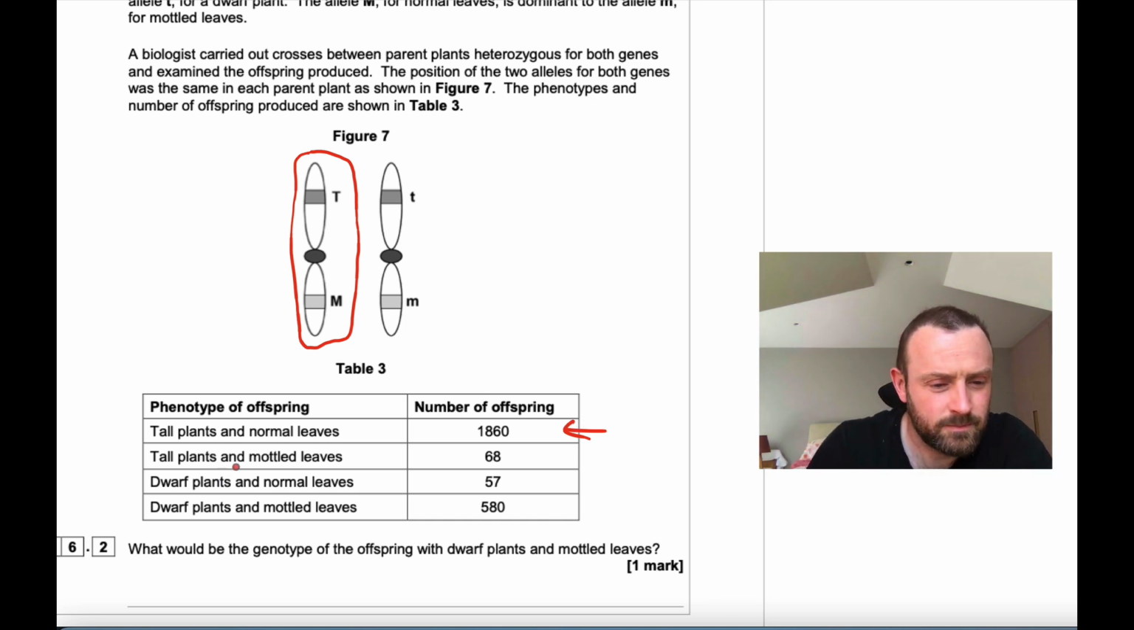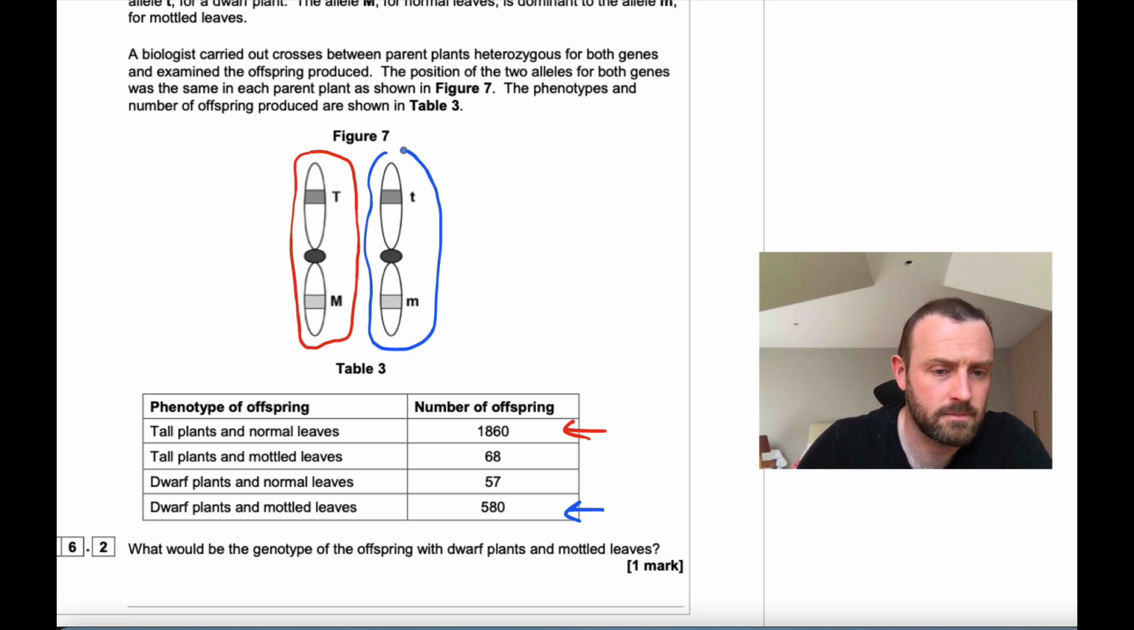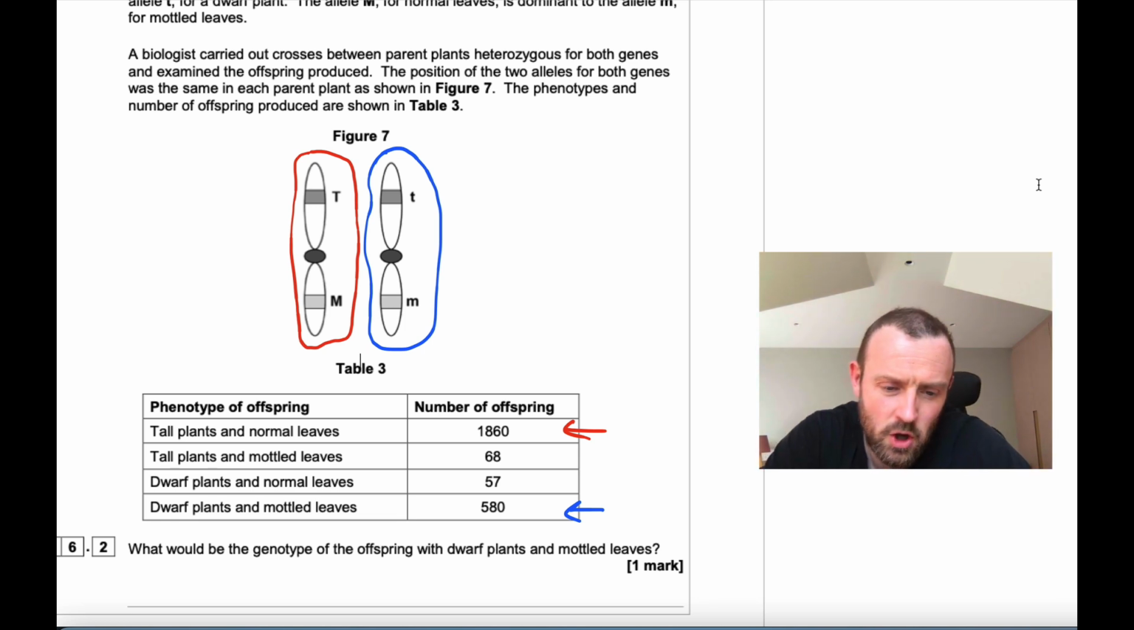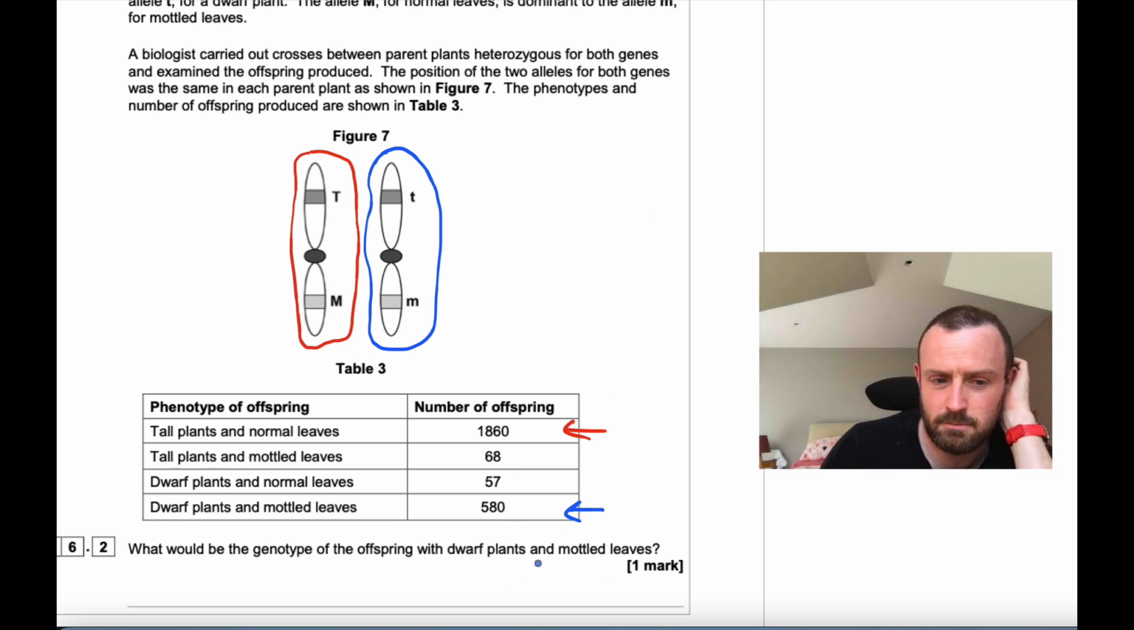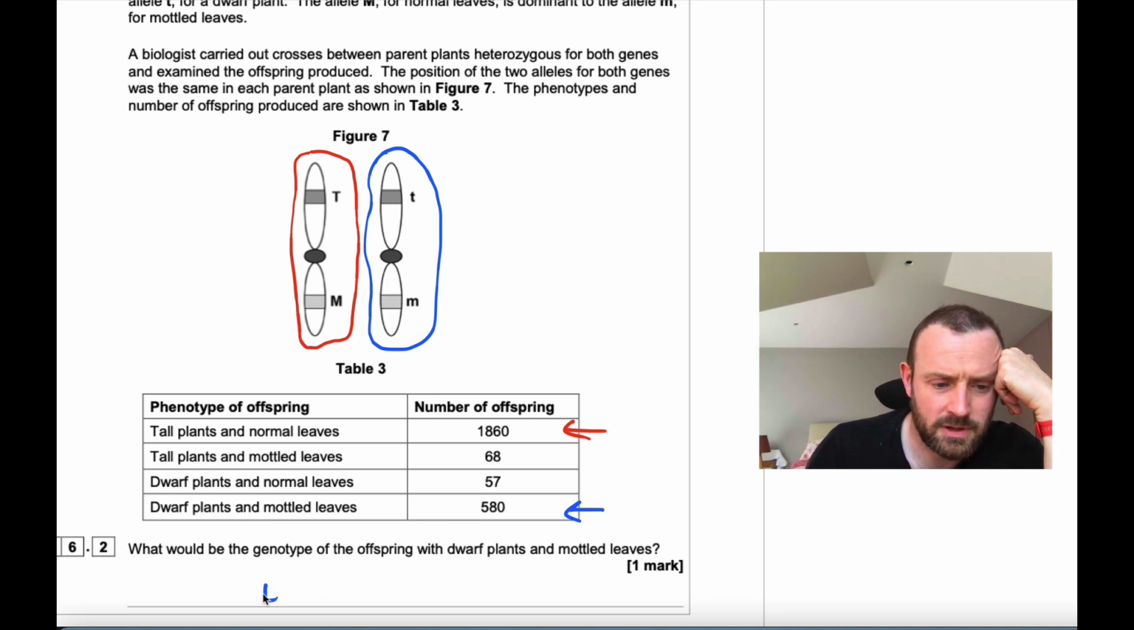To get tall plants and mottled leaves, you're going to have some crossing over. Dwarf plants and normal leaves, to get that you're going to have crossing over. Dwarf plants and mottled leaves, you're going to have 2 of these versions of the chromosome. What would the genotype of the offspring with dwarf plants and mottled leaves be? So that's this bottom one. It's going to be little t, little m, dwarf plants and mottled leaves.